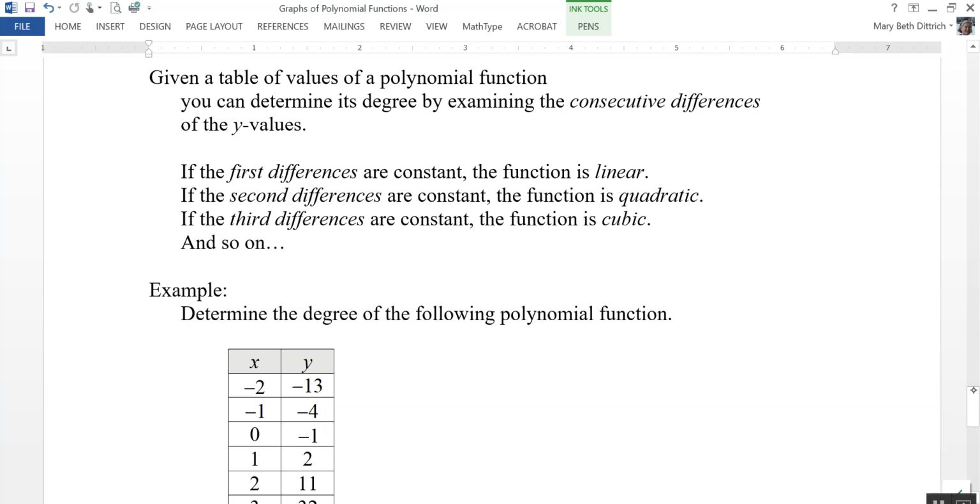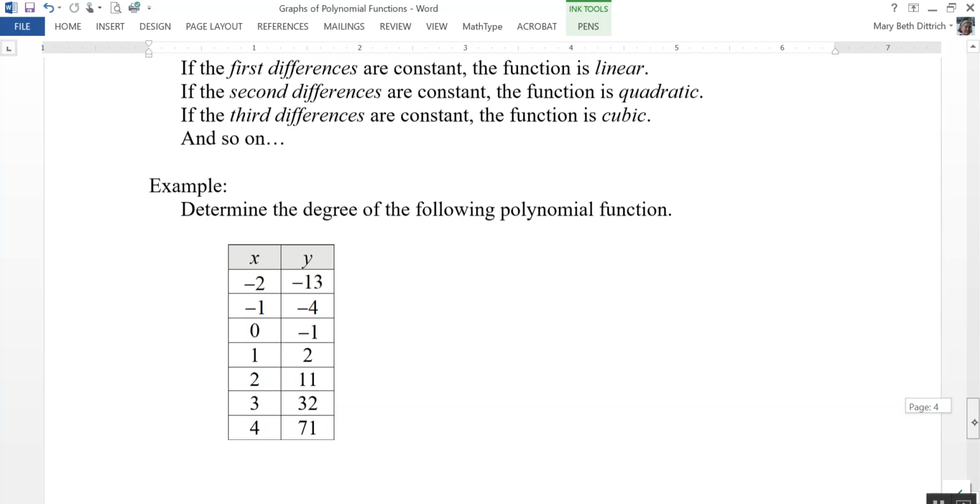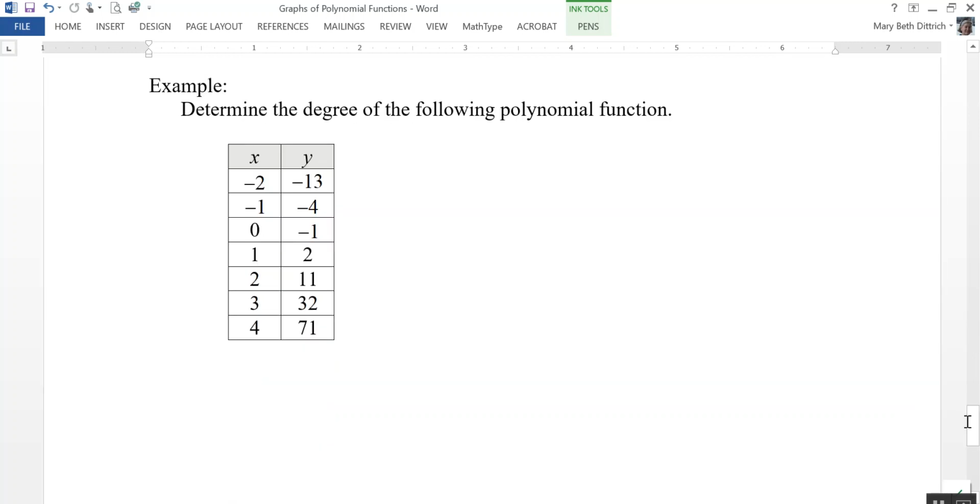So let's take a look at an example here. So I need to determine the degree of this polynomial function, and here I'm given a table of x and y values, and I guess what's important is that the change in x is constant. So now I need to take a look at my y differences. So the difference between -13 and -4, and actually you could subtract either way, but let's do -4 minus -13 gives me a 9. -1 minus -4 gives me a 3, so I can already see that my differences are not constant.